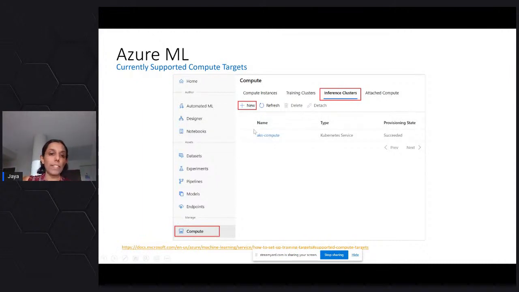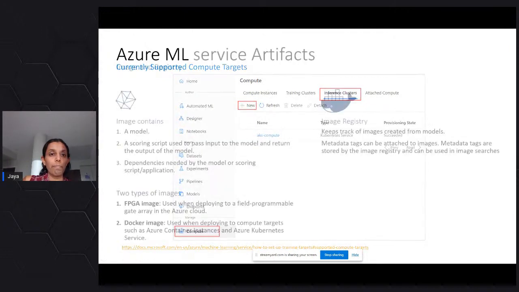So again, within the same portal, if you look at the manage section, so we are done with all the assets. Now, if you look at the manage section, it has the compute, and then it has the compute instance, the training clusters, inference, and all the details are provided in this page.